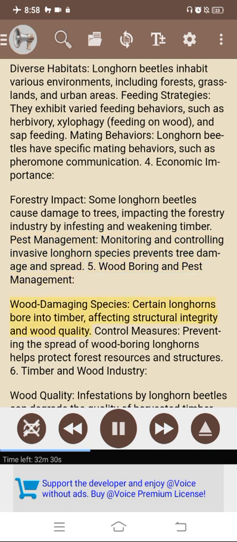5. Wood boring and pest management. Wood damaging species. Certain longhorns bore into timber, affecting structural integrity and wood quality. Control measures. Preventing the spread of wood boring longhorns helps protect forest resources and structures.